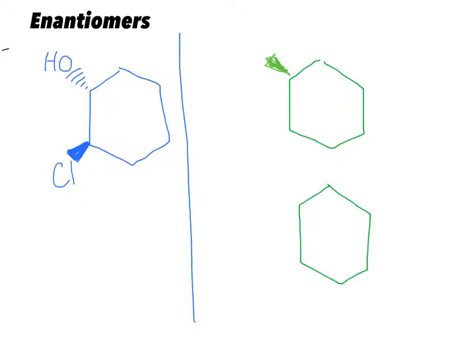In this first one, we will have a solid wedge on the OH and a dotted wedge on the Cl. And what you can see, that's an enantiomer because it's a mirror image. If you were to flip this over on itself, it'll just create a superimposable image. The other way to draw an enantiomer structure is to flip it over itself.